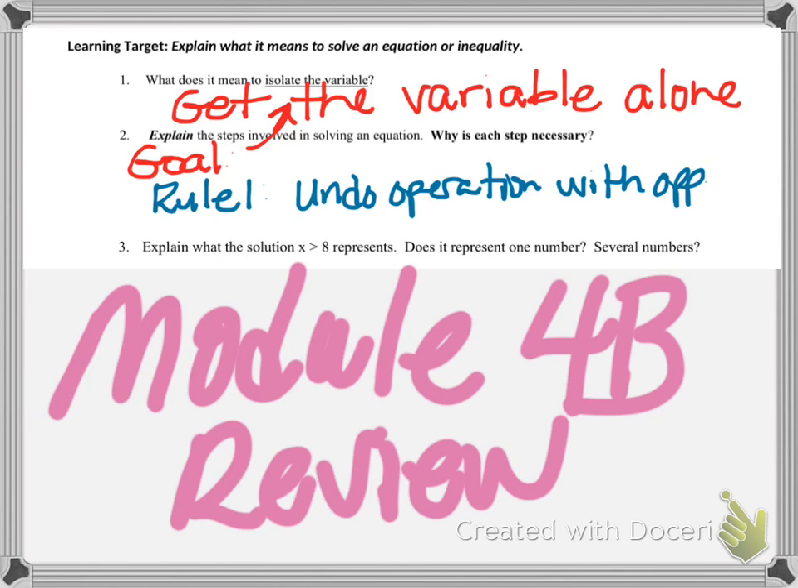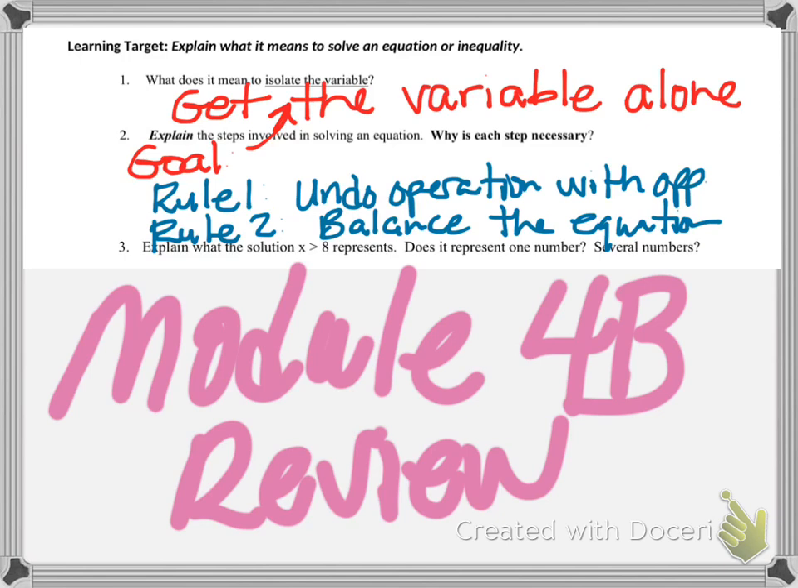So if there's addition happening, you undo it with subtraction. If there's subtraction happening, you undo it with addition. If there's multiplication happening, you undo it with division. If there's division happening, you undo it with multiplication. Rule number two was to balance the equation. So there are our steps involved. Once you get the variable all by itself, it has no chance other than to tell you what it represents.